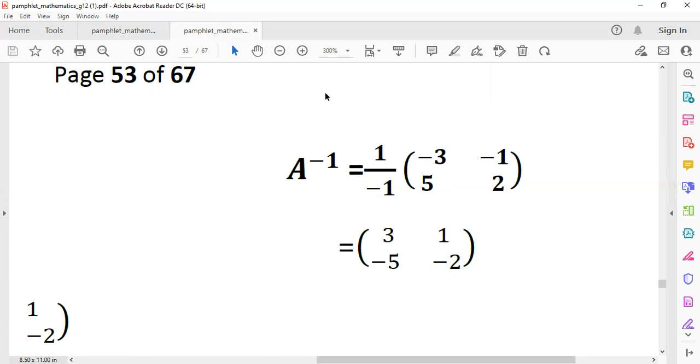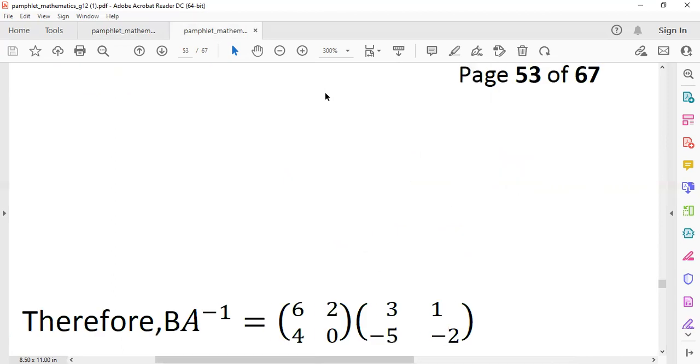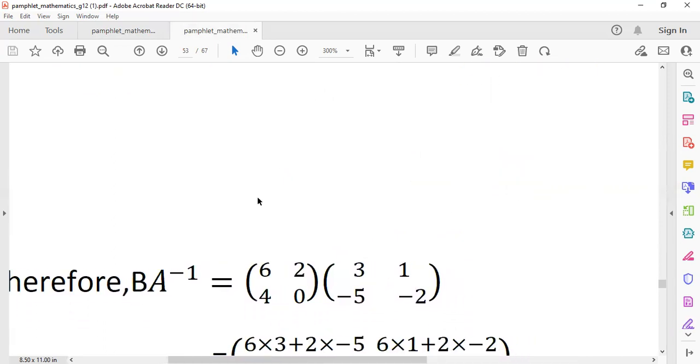They have said B times the inverse of A. So we can now multiply B times the inverse of A, of which this is our B and that's the inverse of A. So it's 6 by 3 plus 2 by negative 5, that's for the first one. Then for the next one it's 6 by 1 plus 2 by negative 2.